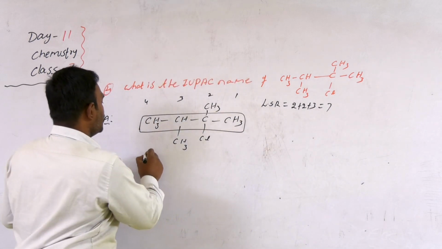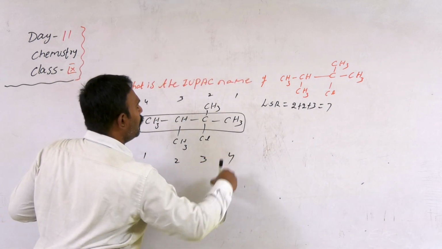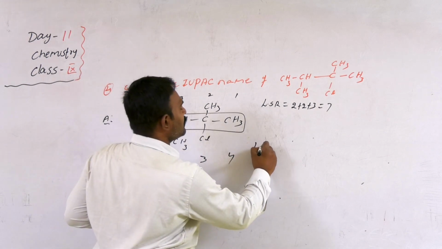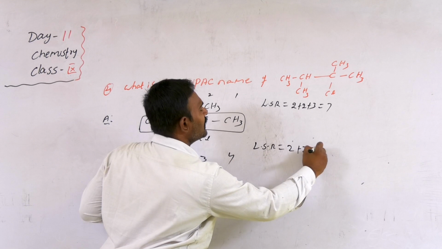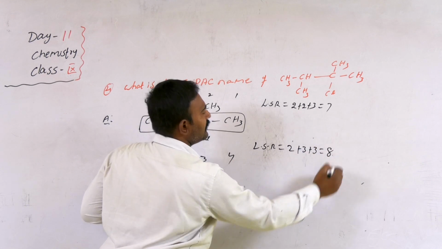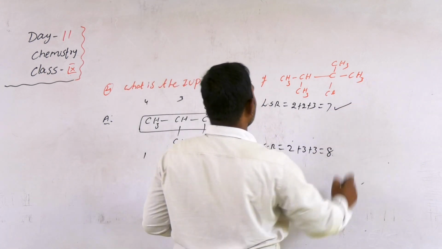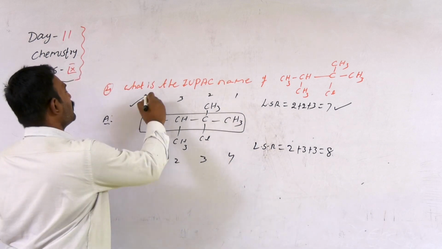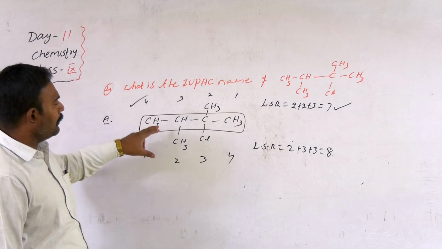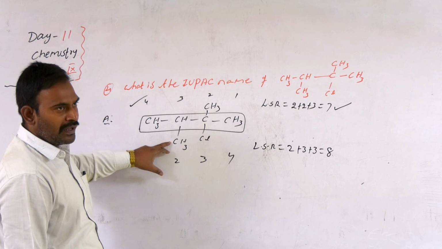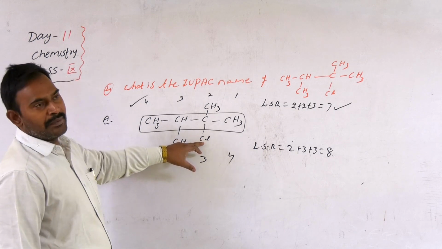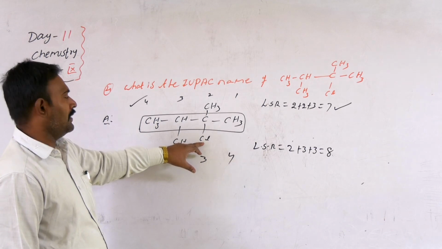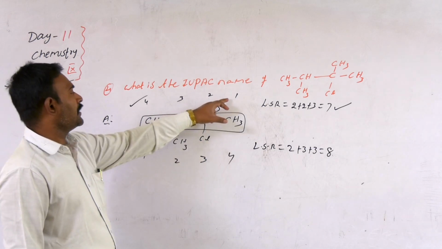And the second procedure 1, 2, 3, 4. Here lowest sum rule: 2 plus 3 plus 3, here we will get 8. So according to the lowest sum rule, the first numbering is the correct one. And one more thing, when you compare the substituents, the methyl group alphabetical order M, chloro group alphabetical order C. It should get the least number possible. So this numbering is the correct one.